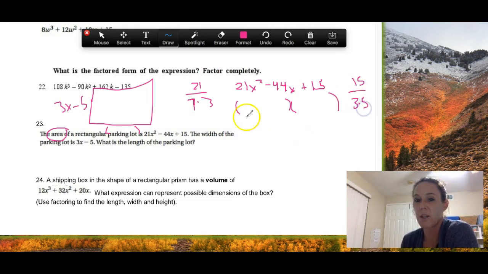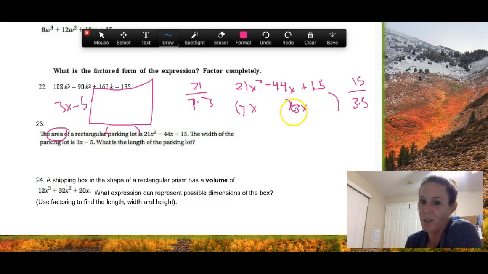So what goes here will be an x and an x, and now I have to figure out if it's 7 and 3 or 3 and 7. Well, let's try 7 and 3. Now the factors of 15 go here and here. So is it going to be 3 and 5 or is it going to be 5 and 3? Well, look here. 3x minus 5 is one of the factors. So I know it's going to be a 5 right here, and a 3 here.